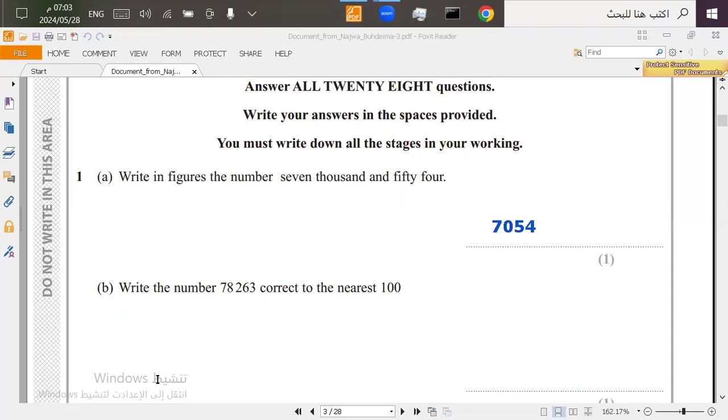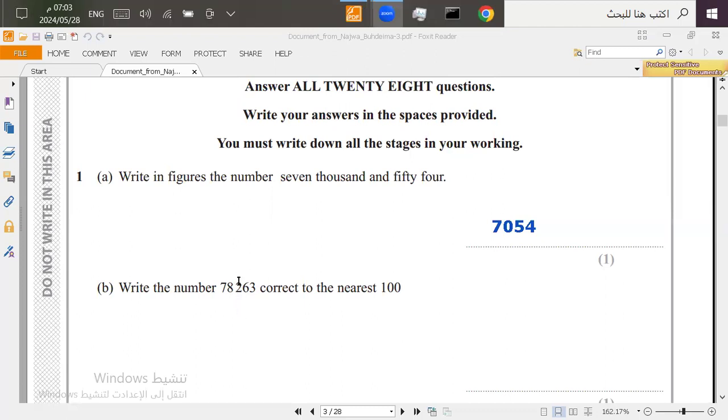Second question. Write the number 78,263 correct to the nearest hundred. So we're going to write it correct to the nearest hundred first. We have to look at the number. Which one is the hundred here? Very good. This is the hundred.